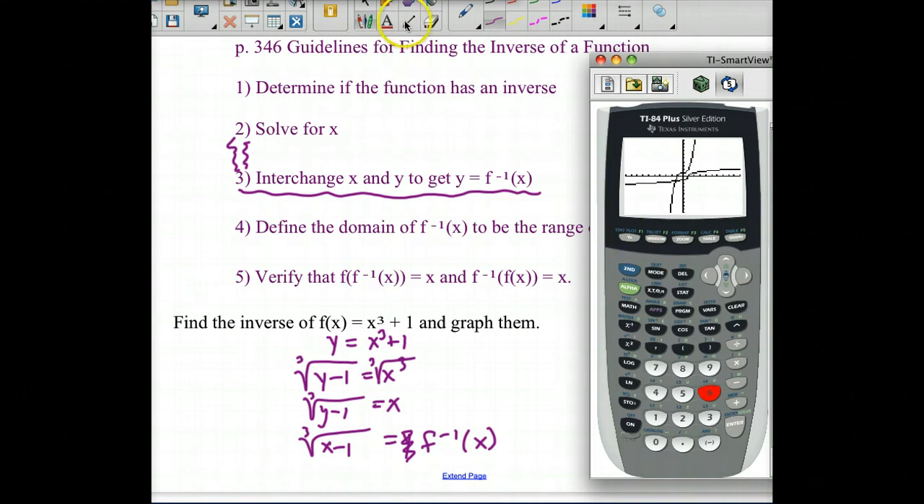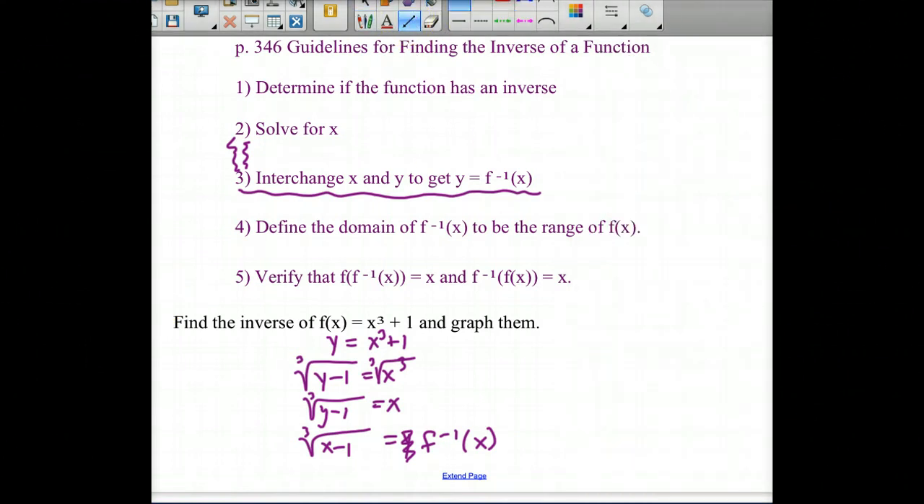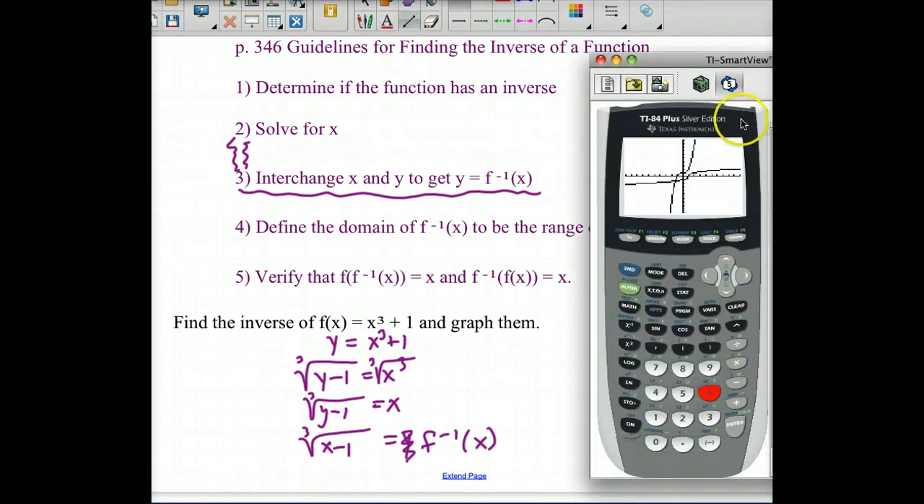Okay, now imagine that line. Imagine that line, y equals x here. If we had a line y equals x, imagine how that would look there, y equals x. Is the inverse the reflection of the original function? And it is.